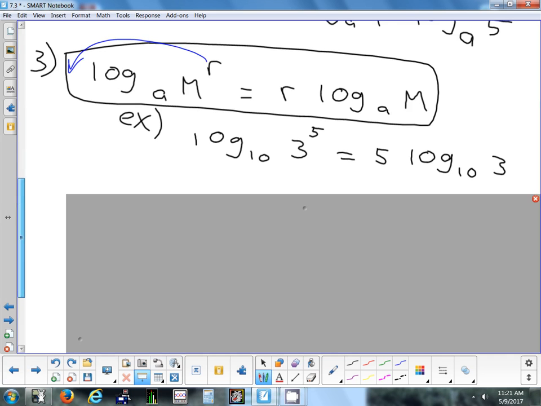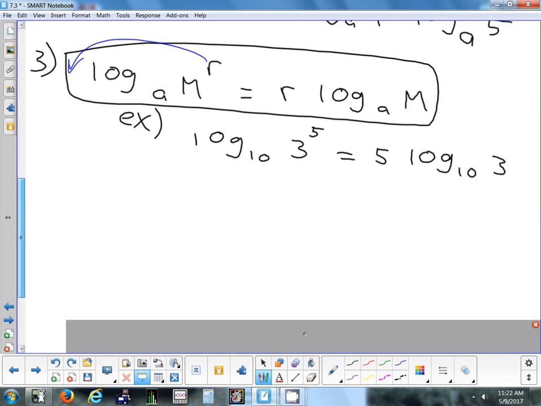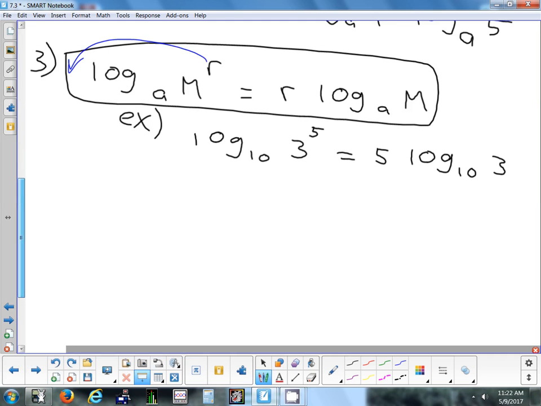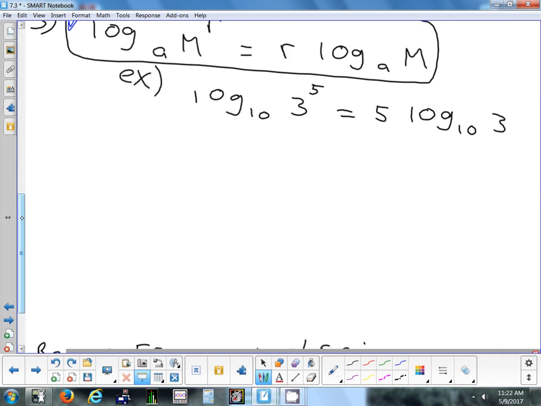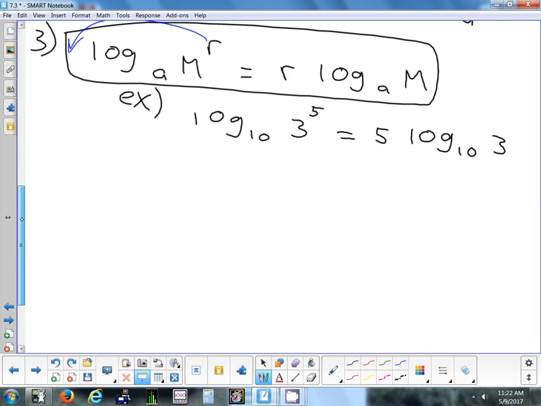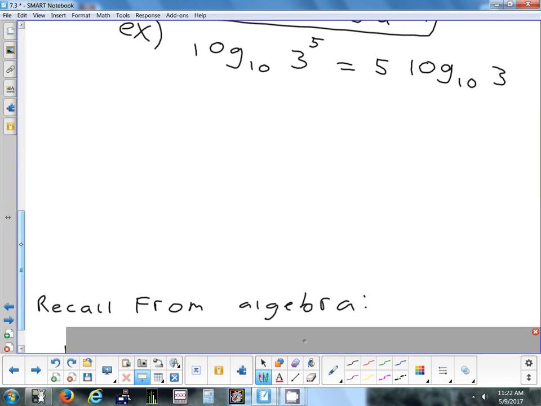Okay, so that's the last rule that we need to take logarithms and either combine them together or split them apart. There's one other fact you need to know. It's not a rule, but it is something from algebra. Does everybody have that, what's in the box? It has to do with a square root.